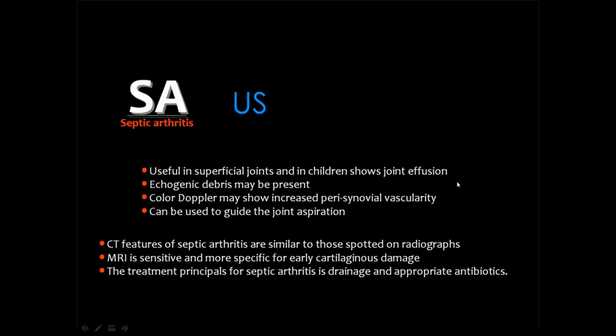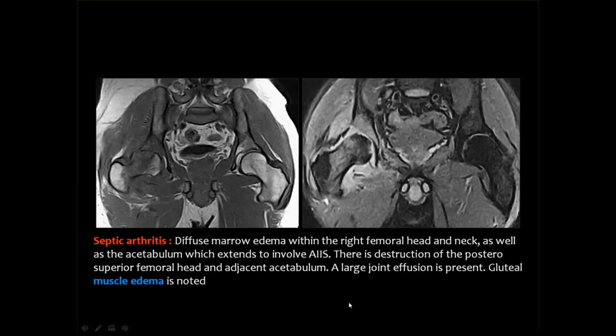number two, the detection of rice bodies or debris inside the collection, number three, the assessment of vascularity, and number four, you get an aspirate from the joint content in real time in a very quick procedure, and that can help you with assessment of the underlying organism.